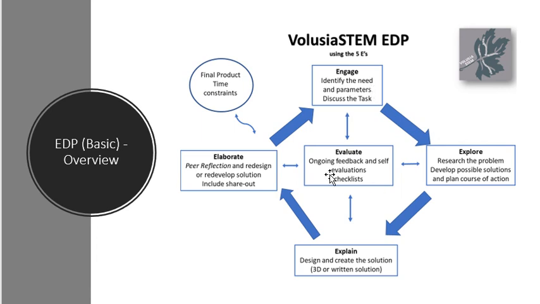There's this other step of evaluation where you get ongoing feedback and you conduct continuing self-evaluations, maybe even using checklists along each of these steps. So always reflecting on what you've learned and using that to influence how you move on to the next step of the engineering design process. And that's it.